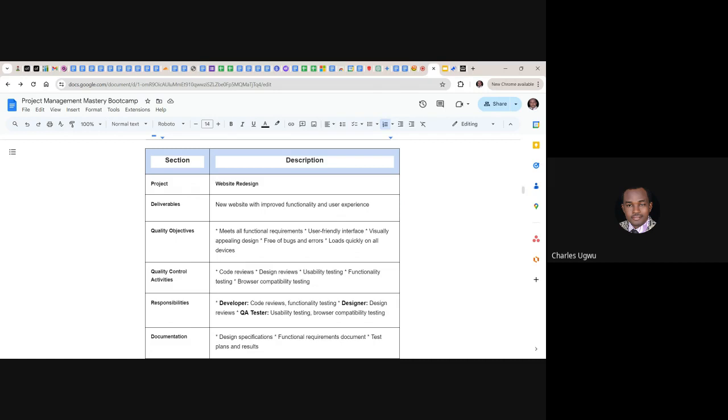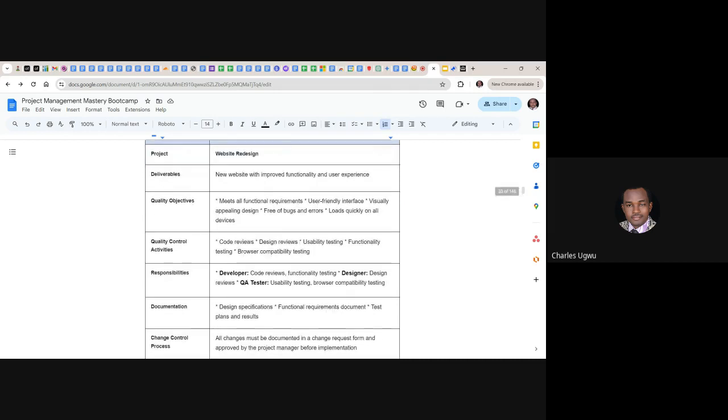You also need to test it across devices. You need to test it in a desktop device. You need to test it in a tablet. You need to test it in a mobile phone to see how they are loading. So they should be able to load quickly in all devices. This is the quality specified. So now this is the objective.